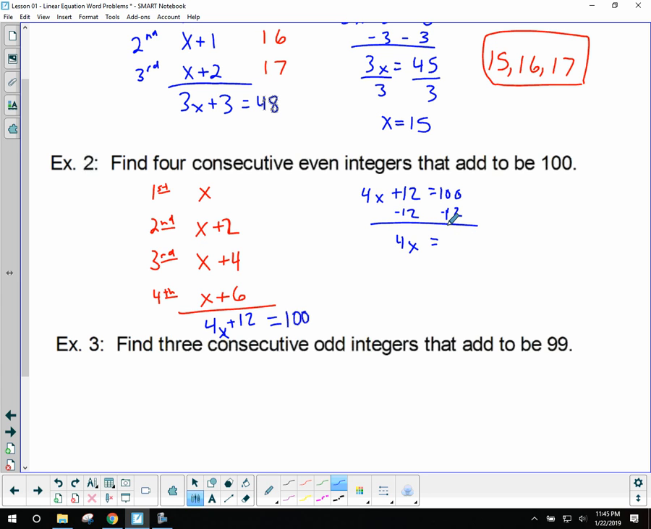As I said, should be an even answer. So first one's 22. Add 2 to that. The next one's 24. Keep the pattern going. These should be your 4 consecutive even integers. Take a second, add them up. 22, 24, 26, 28. Boom, 100. That's the right answer.